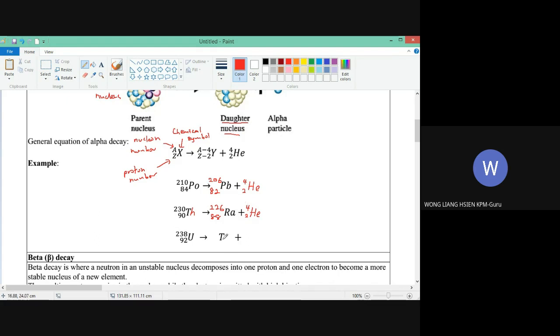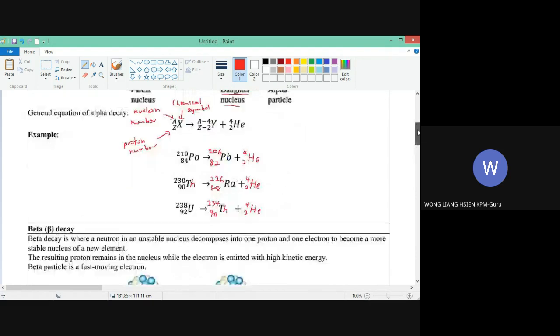Okay, so this U is the uranium. So after undergoing alpha decay, it becomes thorium. Okay, it becomes thorium. So 92 becomes 90, 238 becomes 234. Okay. Continue.